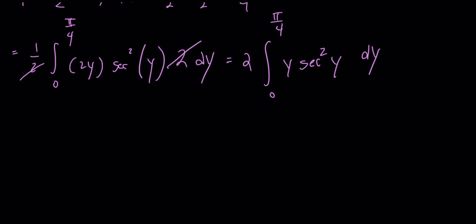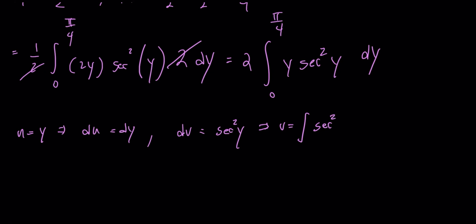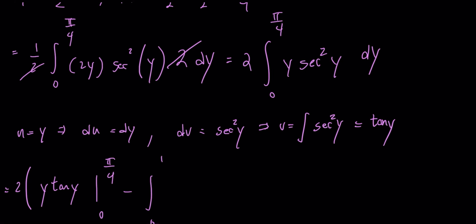And from here, we can use integration by parts. So we'll let u equal y, which means that du equals dy, and we'll let dv equal secant squared y, which means that v equals the integral of secant squared y, which is the tangent of y. So we have twice y times tangent of y from 0 to pi over 4 minus the integral from 0 to pi over 4 of tangent of y dy.